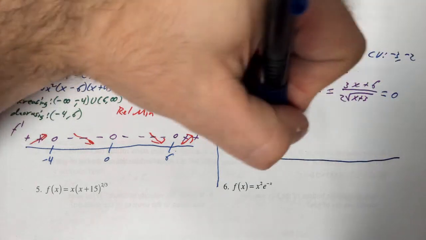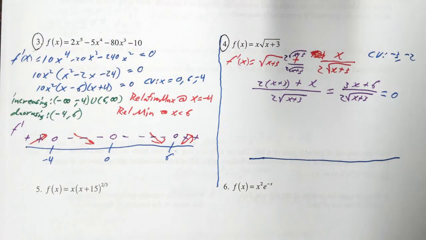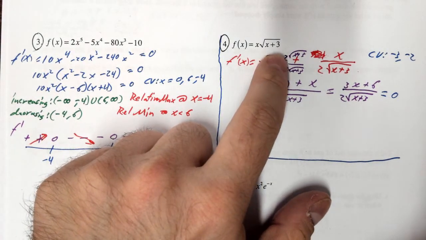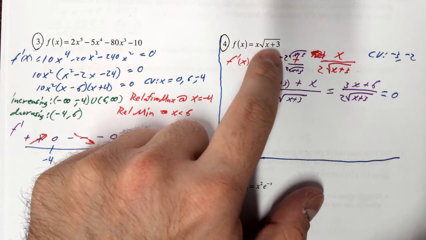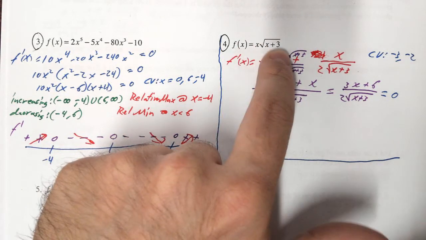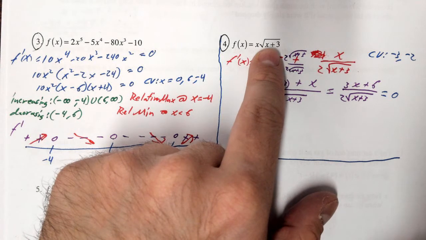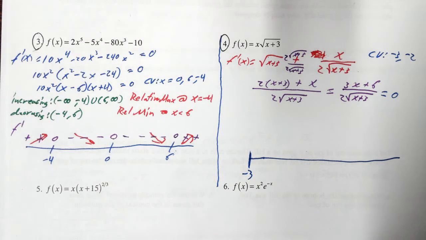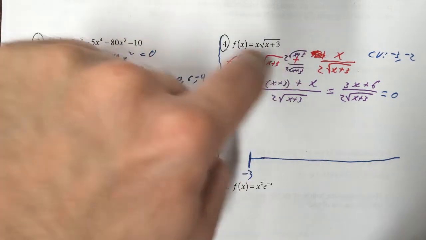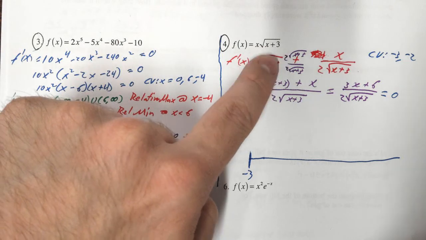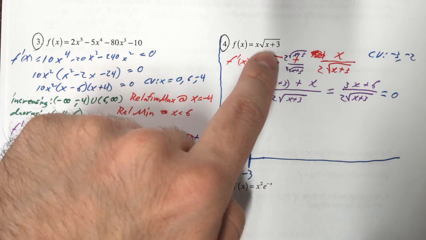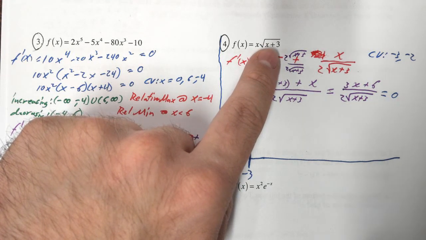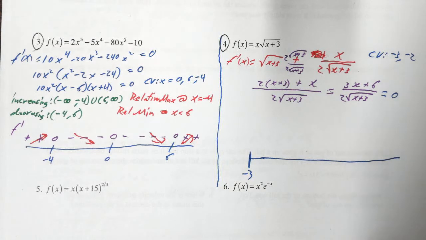Now we're going to make a number line. One thing slightly different about this number line is that in our original function, we cannot take the square root of a negative. So the smallest x the original function can have is negative 3. Negative 3 could be considered the end. If I plug in anything less than negative 3, like negative 4, negative 4 plus 3 is negative 1, and the square root of negative 1 does not exist. We're not dealing with complex numbers. So negative 3 is the lowest it can be.